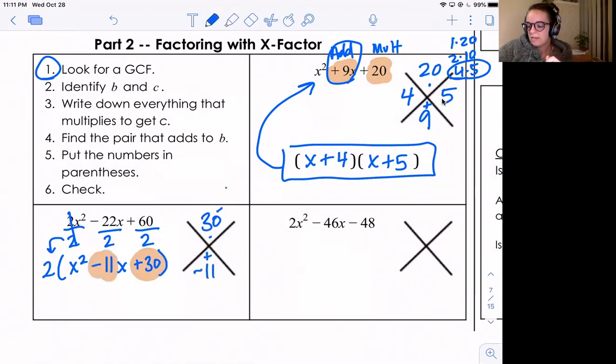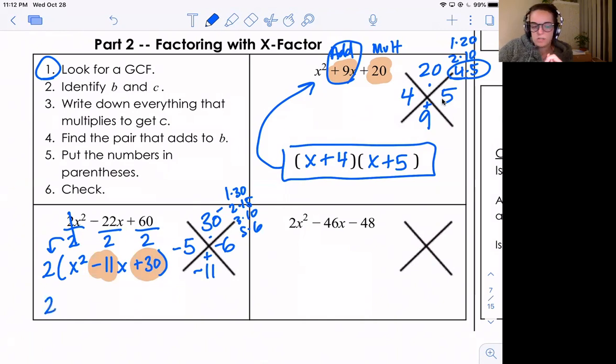So for 30, I have 1 and 30, 2 and 15, 3 and 10, 4 and a decimal, 5 and 6, 6 and 5. Once you get to the place where they flip, then you know that you're done. So I know that 5 and 6 add up to 11. But since it's negative, I need negative 5 and negative 6. That's also good because negative 5 times negative 6 would give me positive 30. So negative times a negative is a positive. So I know those are my two numbers.